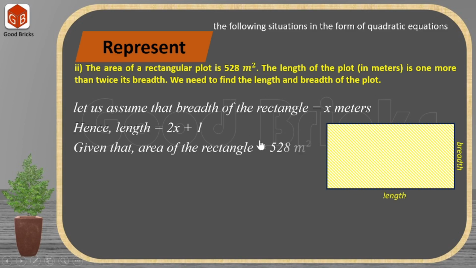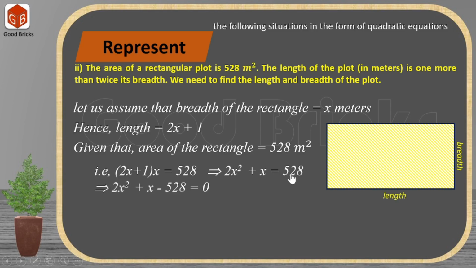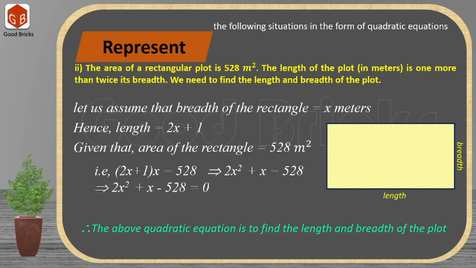And they have given that the area of the rectangle, which means length into breadth, is equal to 528. So we can write x into 2x plus 1 is equal to 528, as per the given condition. When you multiply this, you will get 2x square plus x is equal to 528. And after transposing, you will get a nice equation, and this is the quadratic equation which they are asking us to form using the given situation.